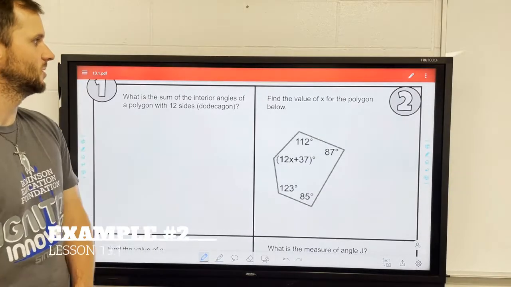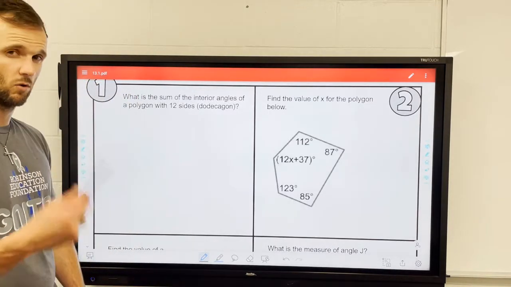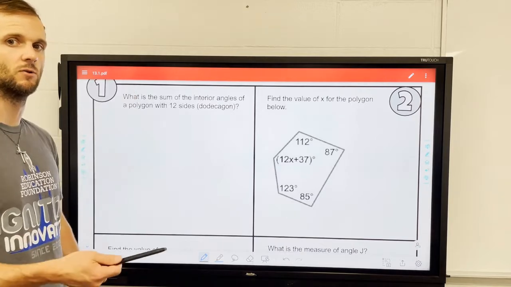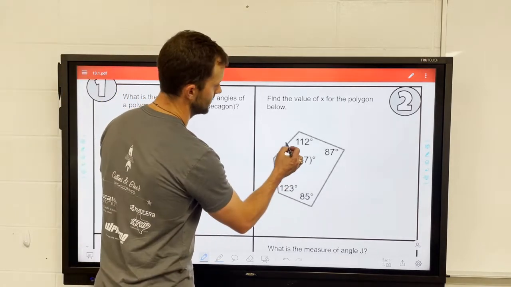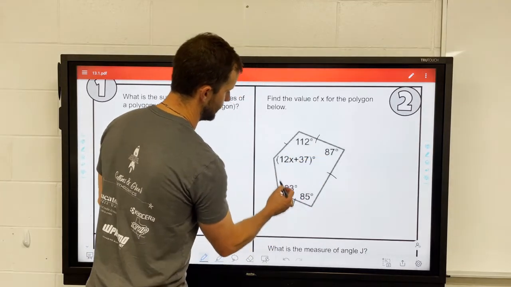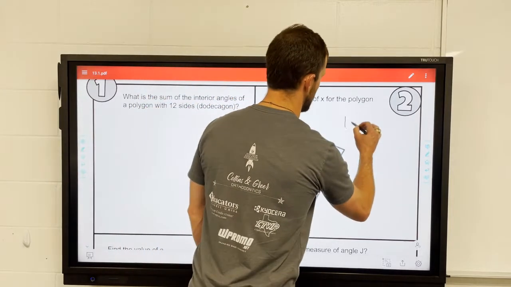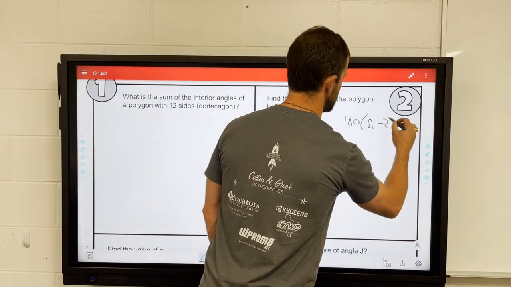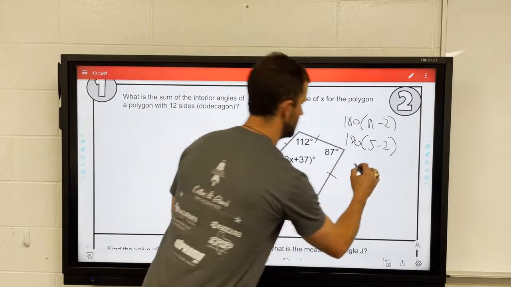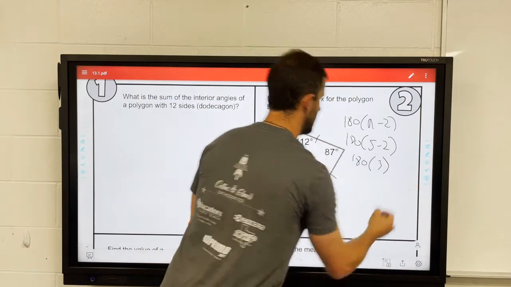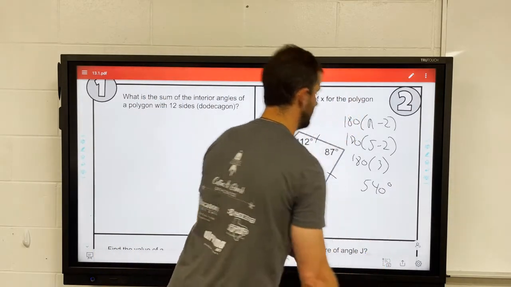All right, on example number 2, it says we need to find the value of x for the polygon below, okay? We know by rule that the interior angles, I would use that same formula to find what all of them add up to. First I have to find out the sides. 1, 2, 3, 4, 5 sides here, so this is going to be a pentagon. So I'm going to do 180 times n minus 2, which is 180 times 5 minus 2. 5 minus 2 gives me 3. 3 times 180 gives me 540. So it's going to be 540 degrees.